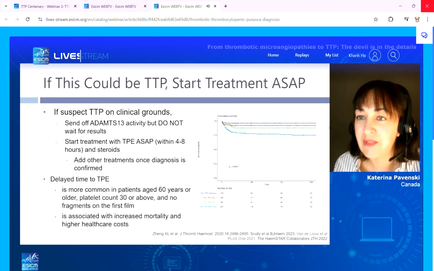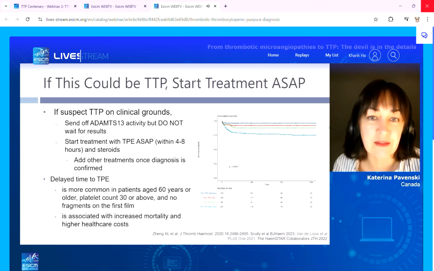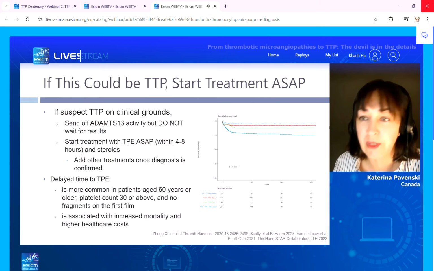Once diagnosis has been confirmed, you can order potentially other important treatments for TTP, such as further immunosuppression, anti-VWF therapy, recombinant ADAMTS13, whatever that might be, and whatever is available.